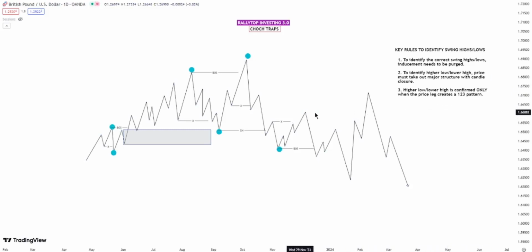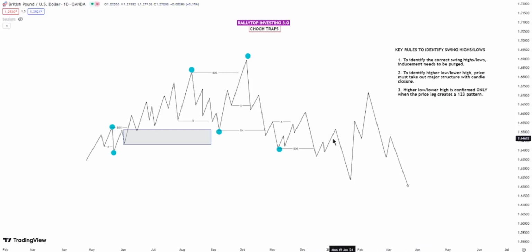For this higher low to be confirmed, this price leg must create a 1 to 3 pattern. Did it create it? No. Before breaking this structure, it didn't create any 1 to 3 pattern. So why will you mark here now as your higher low when it did not meet rule number 3? So this cannot be your higher low. It cannot be your swing low. Your lower high, I'm sorry. This cannot be your lower high because it did not fulfill rule number 3.